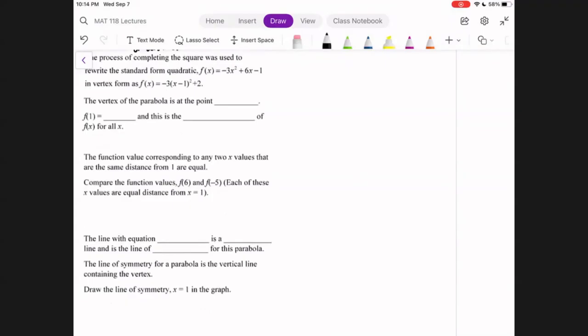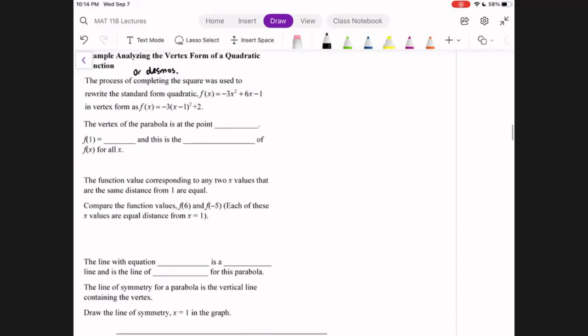So the vertex of the parabola is at the point. And this one is at the point 1, 2. Okay. Where f of 1 equals 2. And this is the, let me make sure I use the right vocab here. Give me a second. I want to make sure I don't say the incorrect thing, because I know some of these can be a little tricky.